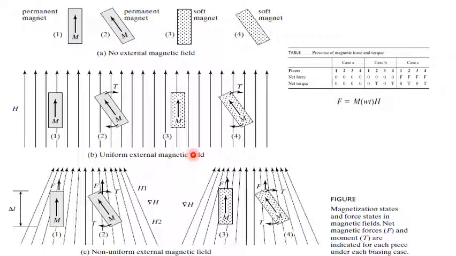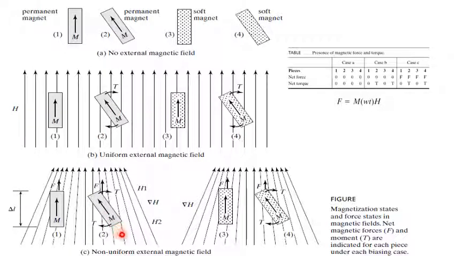This magnetic field is going to polarize the soft magnetic pieces 3 and 4 so that they become magnetized. Now the internal magnetization is parallel to the external magnetic field lines for pieces 1 and 3, so they will not experience any force or moment. But for pieces 2 and 4, the internal magnetization is at an angle with the external field lines. So pieces 2 and 4 will experience a net torque but no net force.